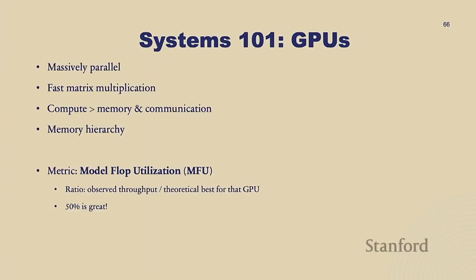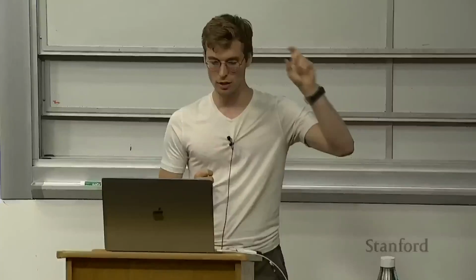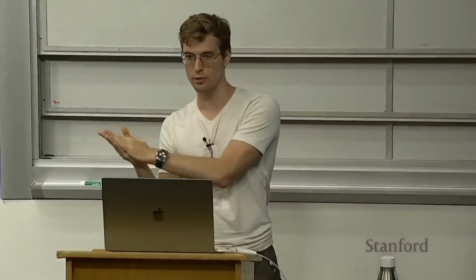I told you about the fact of communication. The metric that people usually look at is model FLOP utilization: the number of observed FLOPs per second, the observed throughput, divided by the theoretical maximum that the GPU could run at. In general, if you reach 50%, you're very happy. For example, Facebook's Llama was at 45% or something like this.